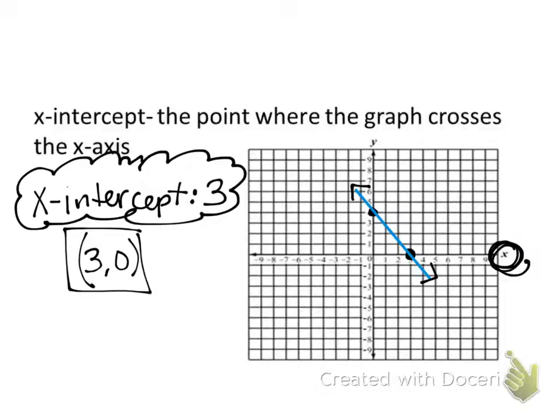So again, x-intercept, you are writing everything on the board. X-intercept is the place where it crosses the x-axis. And this particular graph, which we just made up, is crossing the x-axis at 3, so your x-intercept is 3. If you wanted to write it as an ordered pair, it would be the ordered pair 3, 0. Any questions on x-intercept?